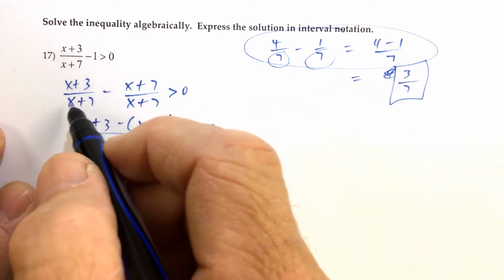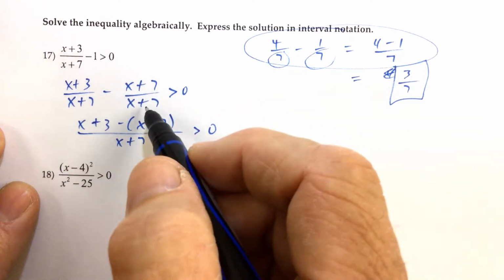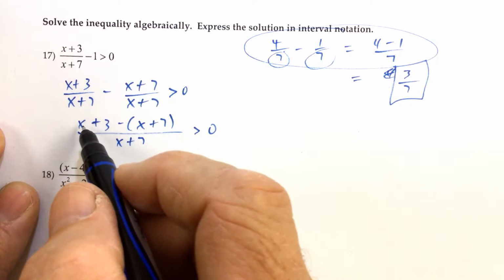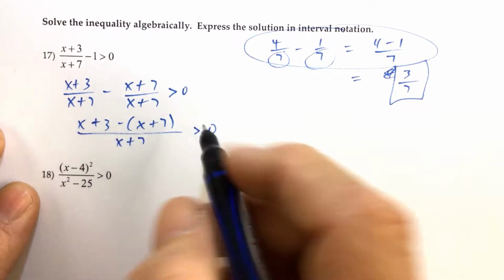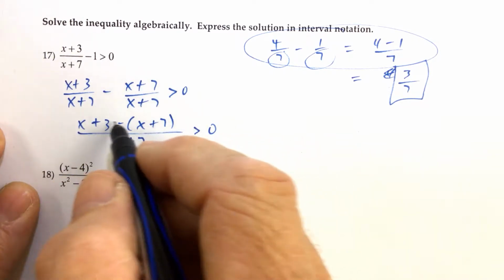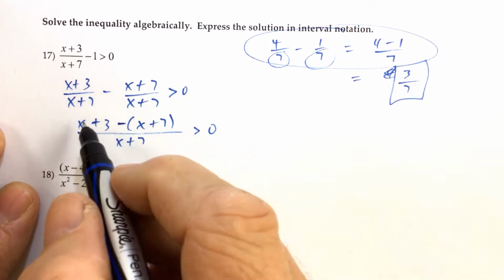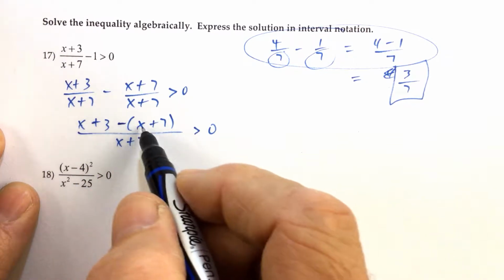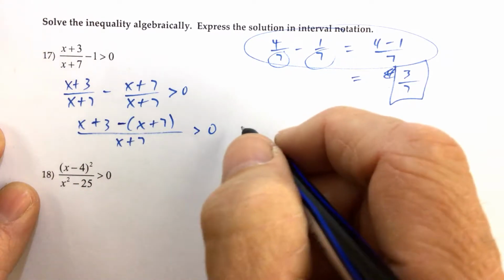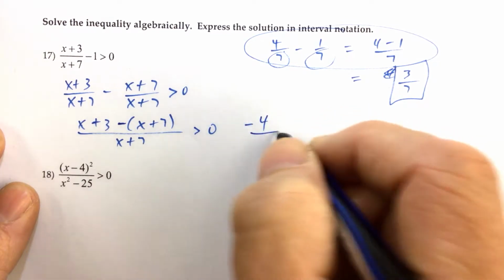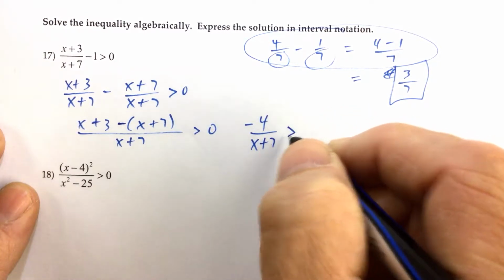Well, this over x + 7 minus this over x + 7 is the (x + 3) minus (x + 7). So when we distribute this minus sign, you have to be careful about that. x minus x is 0. 3 minus 7 is negative 4. So we get negative 4 over x + 7 is greater than 0.